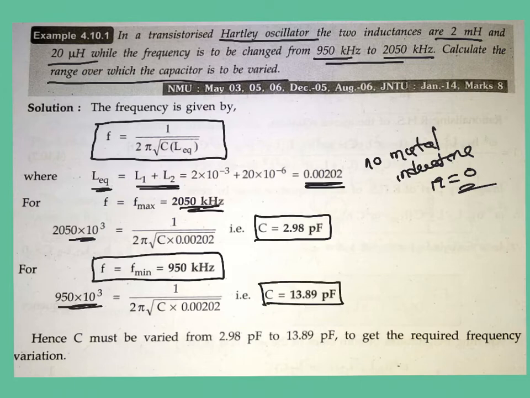So the value of C must be varied from 2.98 picofarads to 13.89 picofarads to get the required range of frequency, that means 950 kilohertz to 2050 kilohertz. So this is a problem which is based on Hartley oscillator.